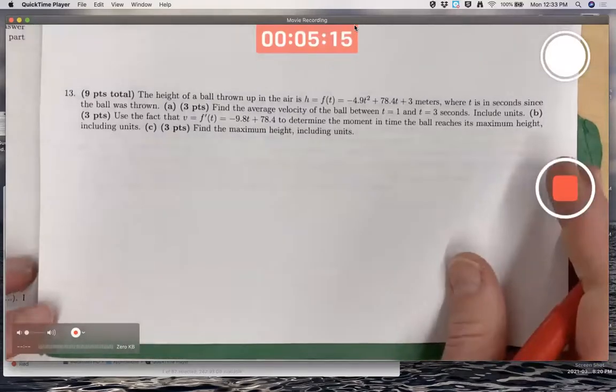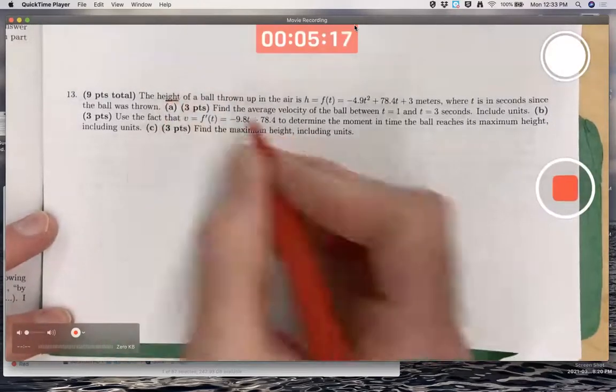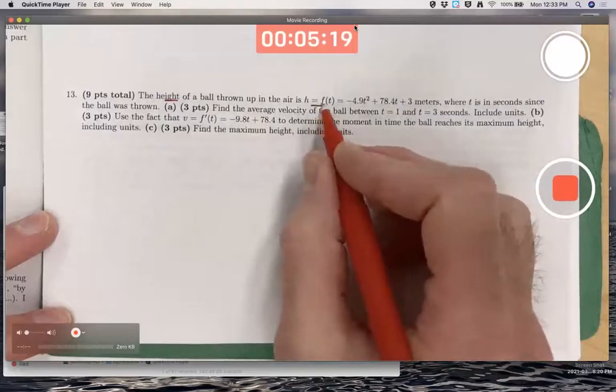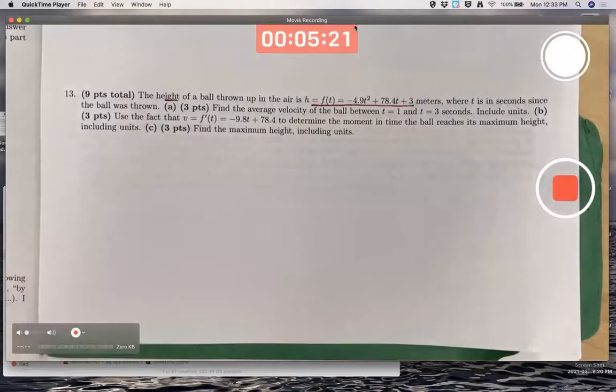So here, this problem, we've got the height of a ball as a function of time. H is the height of the ball in meters. f of t is the function that tells you what the height of the ball is at time t. t is in seconds. Note that negative 4.9 is negative 9.8 divided by 2. That is not a coincidence. Times t squared plus 78.4 t.